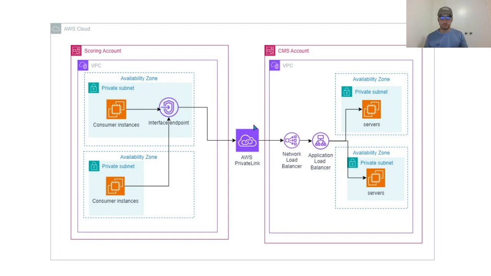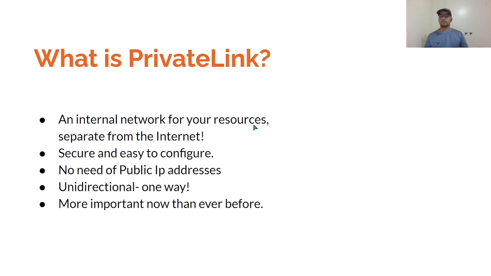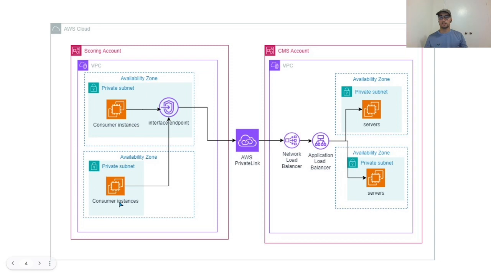So let's go back to the slide here. As you can see, PrivateLink is an internal network for your resources, and it can be anything. Like I said, your containers, instances, Lambda functions, and an internal network separate from the internet. And it is very secure because your data is not public, or it doesn't use any public network. And also it is very easy to configure, which I will show you in a while. And it is unidirectional. So let's go back to the architecture.